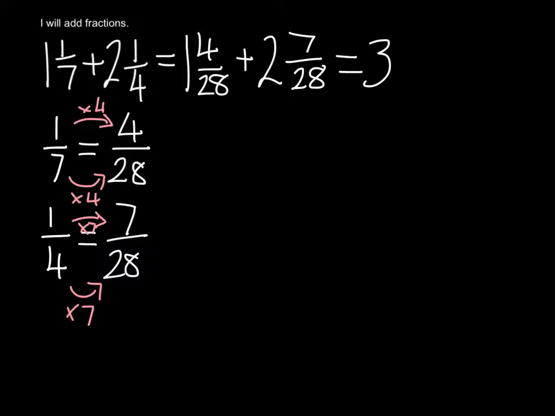Next I've got to look at 4 28ths add 7 28ths. We only add the numerator, we don't add the denominator. 4 add 7 is 11 28ths. I can't simplify that because 11 is a prime number, and that's that example done.